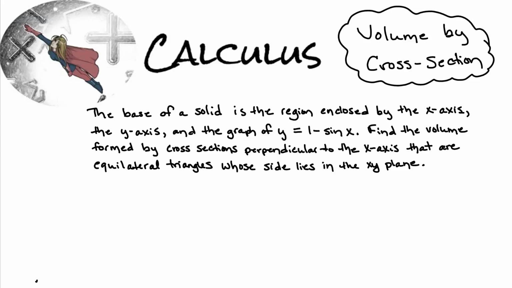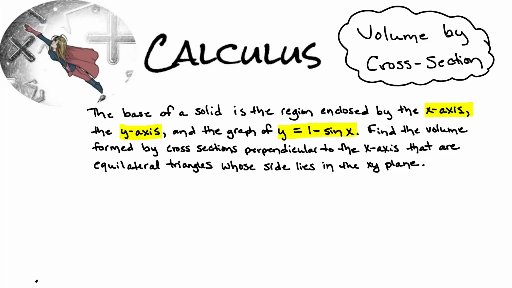Hello everyone. Today we're going to be finding volume by cross sections. So the very first thing is to read through and find the region that we need to be focused on in the XY plane. As I'm reading through here, it says the base of a solid is the region enclosed by the x-axis, the y-axis, and the graph of y equals 1 minus sine of x.